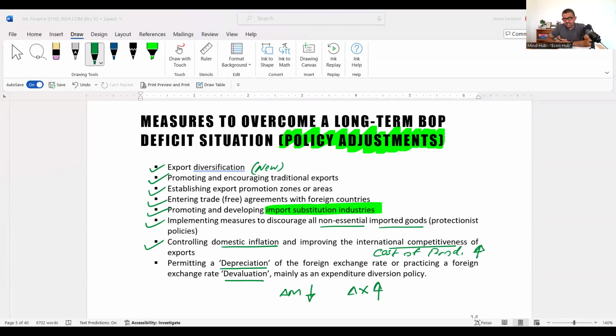The objective of a depreciation or devaluation is that where imports become expensive, we give up on the imports and we use domestic substitutes, or we drastically reduce imports. Unfortunately, in Sri Lanka, our imports are inelastic. Our import demand is inelastic. What does inelastic mean?